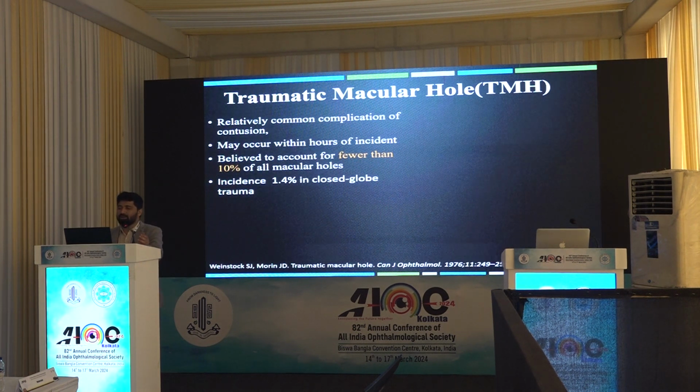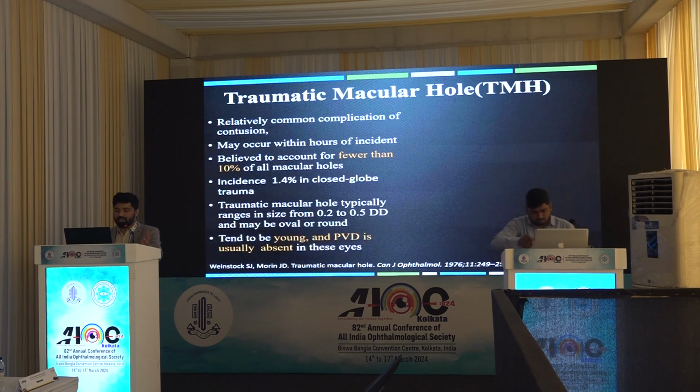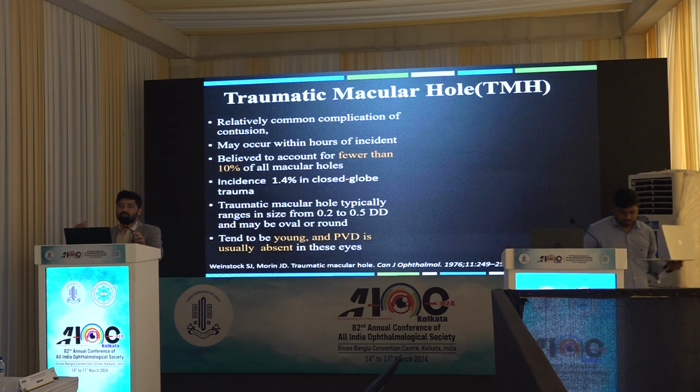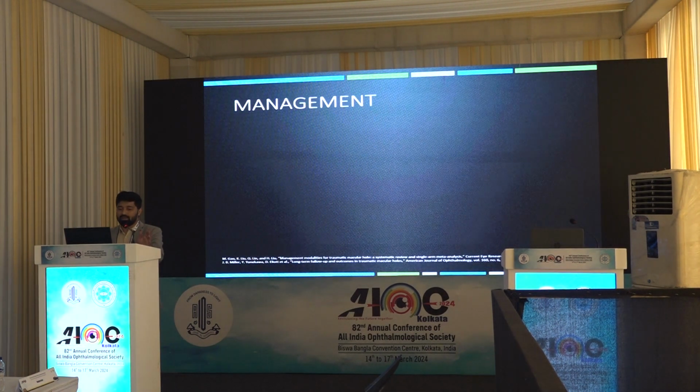The incidence could be around 1.4%, and it always happens in closed globe injury. In open globe injury, usually we don't see macular holes unless it is complicated by some other things like PVR formation and all that. And traumatic macular hole typically ranges in size between 0.2 to 0.5 disc diameter, and this is how they look. Most important thing is these are most of the time young patients and the PVD is absent. So the pathophysiology of this hole is different from the idiopathic macular hole we see in old age. For the same reason, the management is also different in traumatic macular hole.